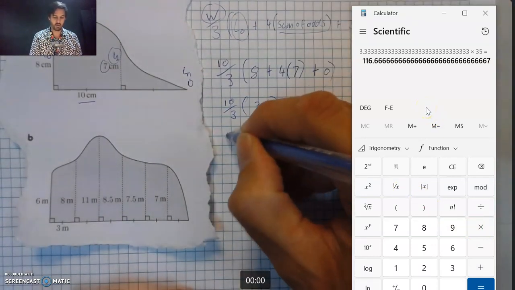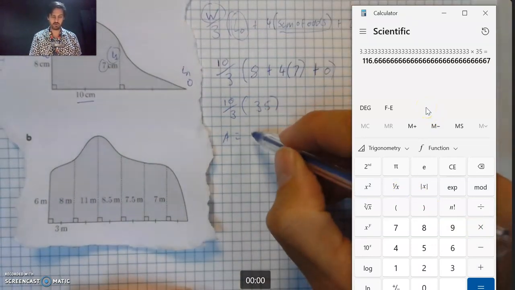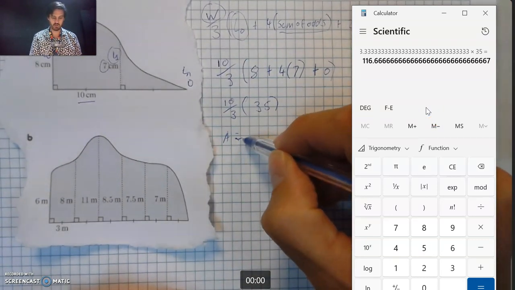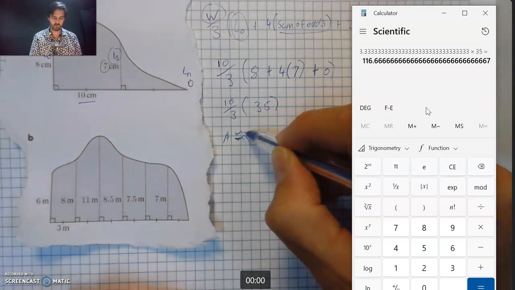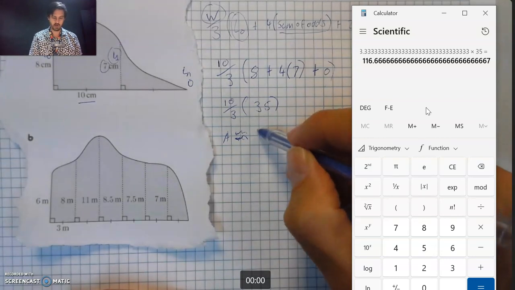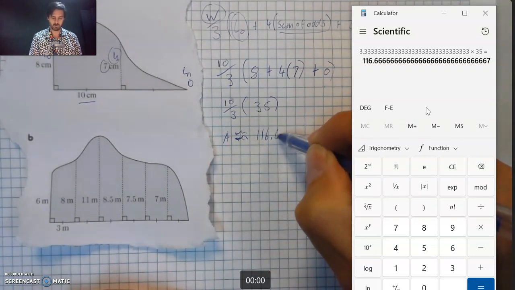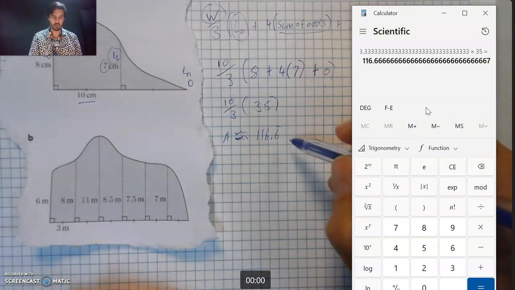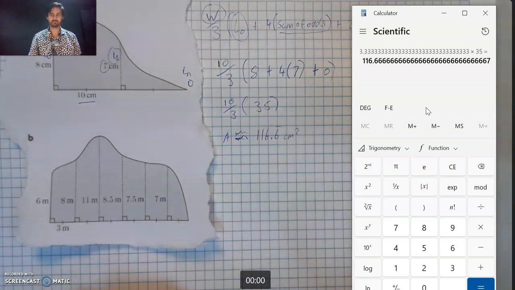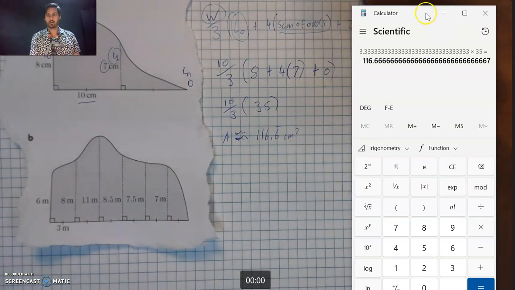So the area of this shape is approximately, remember we do the little squiggly line for approximate, 116.6 recurring centimeters squared. Okay.